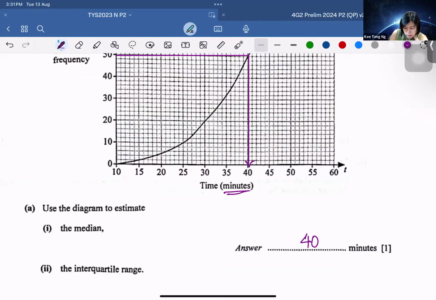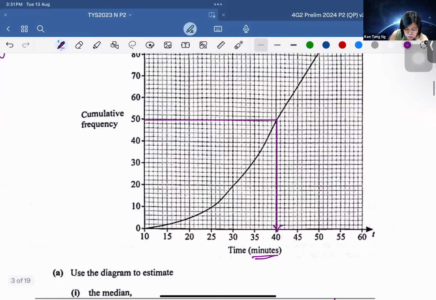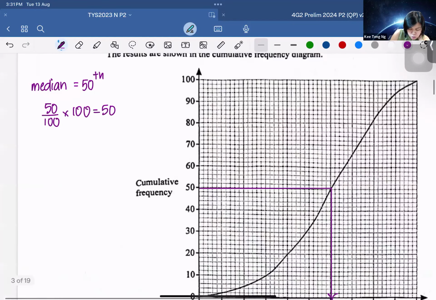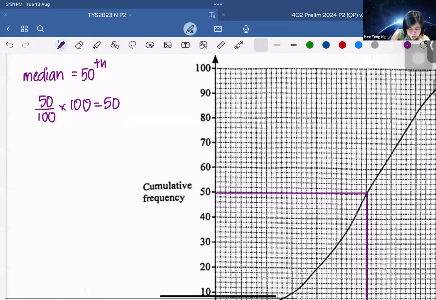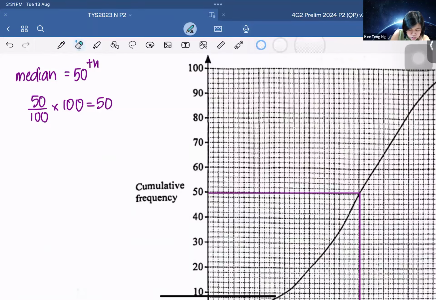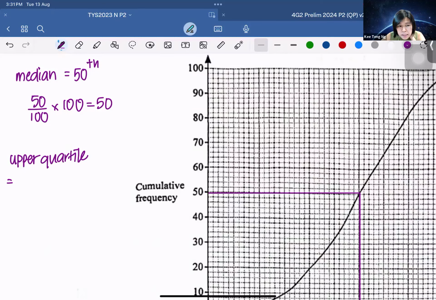Next one, let's find interquartile range. This one, some of you really bad. Before you find the interquartile range, you need to find upper quartile and lower quartile. The upper quartile, how many percent? One quarter, upper quarter, 75%. Thank you, Fatiha.